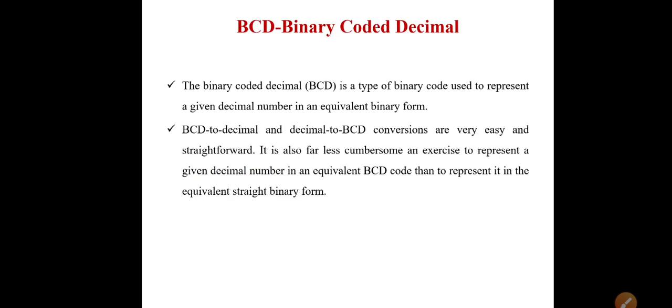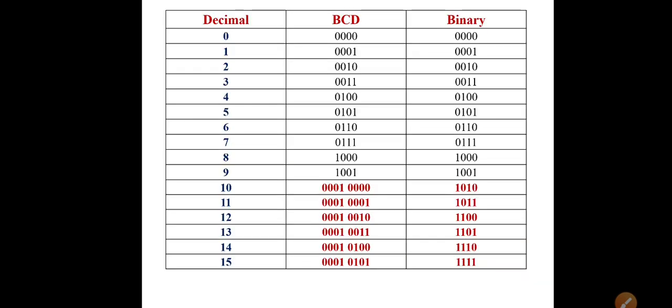In this lecture, we will learn about binary coded decimal, that is BCD. Binary coded decimal is a type of binary code used to represent a given decimal number in an equivalent binary form. BCD to decimal and decimal to BCD conversions are very easy and straightforward. It is also far less cumbersome to represent a given decimal number in an equivalent BCD code than to represent it in the equivalent straight binary form.